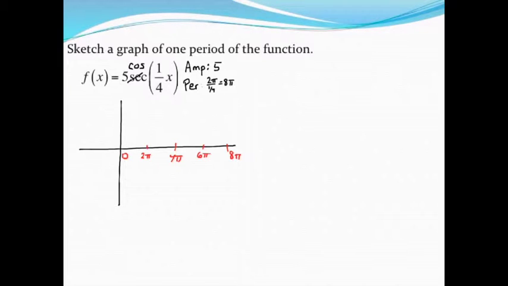Again, there's been no shifting up and down, so I should be ready to add in my points. Oops, I forgot one thing. Make sure I get my y-axis labeled here with my amplitude. So 5 and -5 would be the high and low points of that graph.